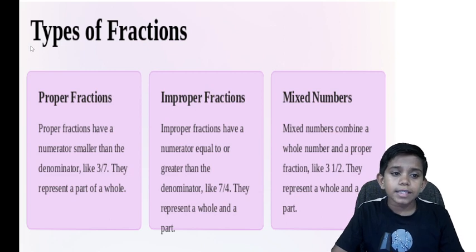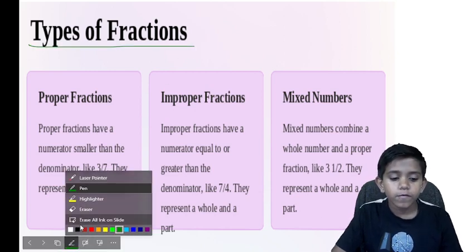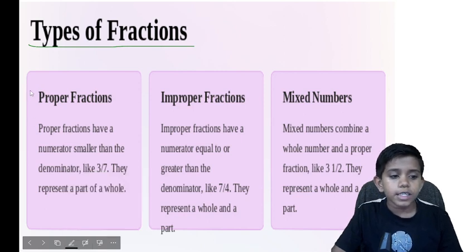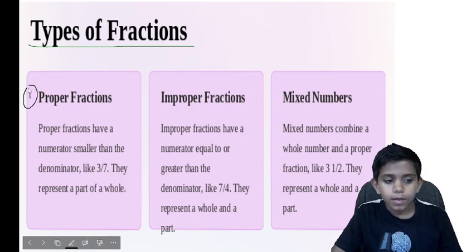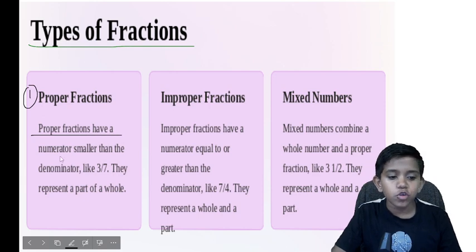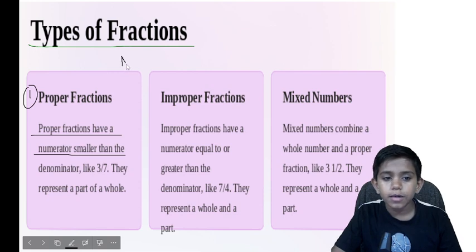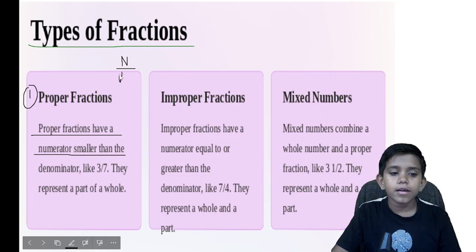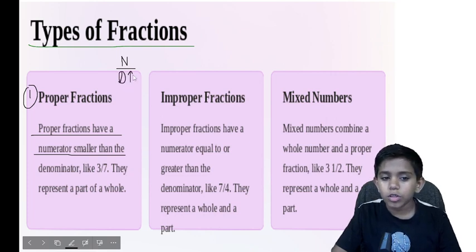Now we will learn about the types of fractions. What are the types of fractions? First is the proper fraction. Proper fractions have a numerator smaller than the denominator. It means the upper number, that is the numerator, is smaller than the denominator. Denominator is greater, numerator is smaller.